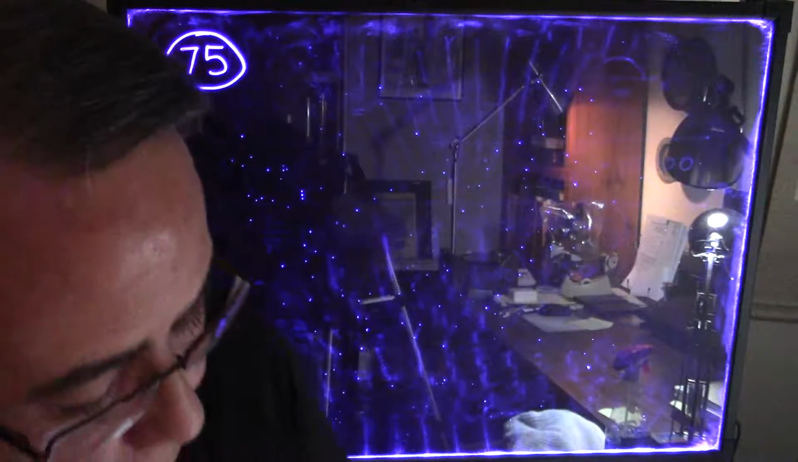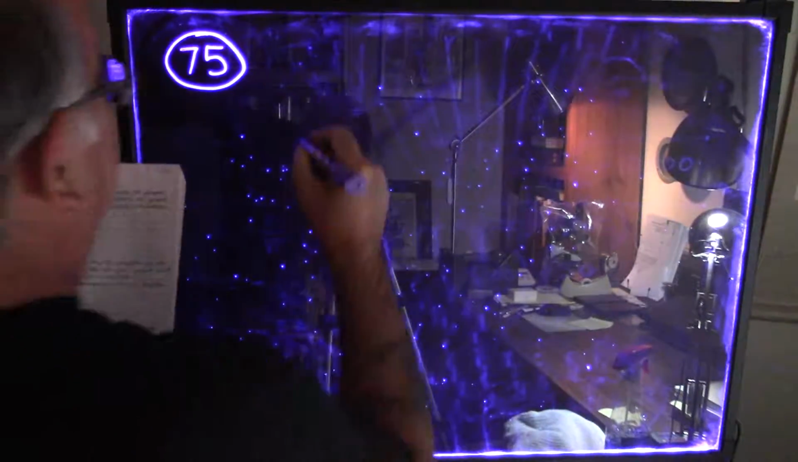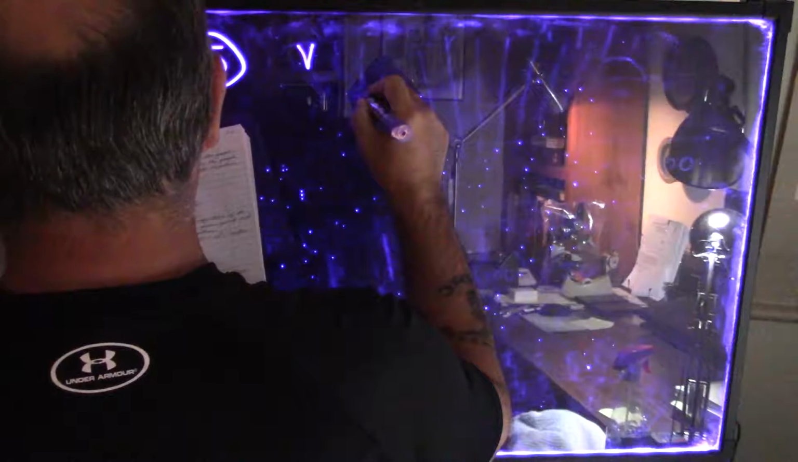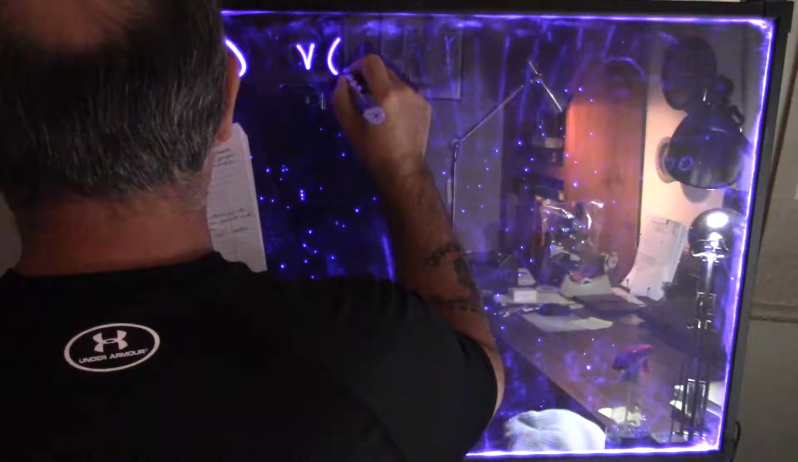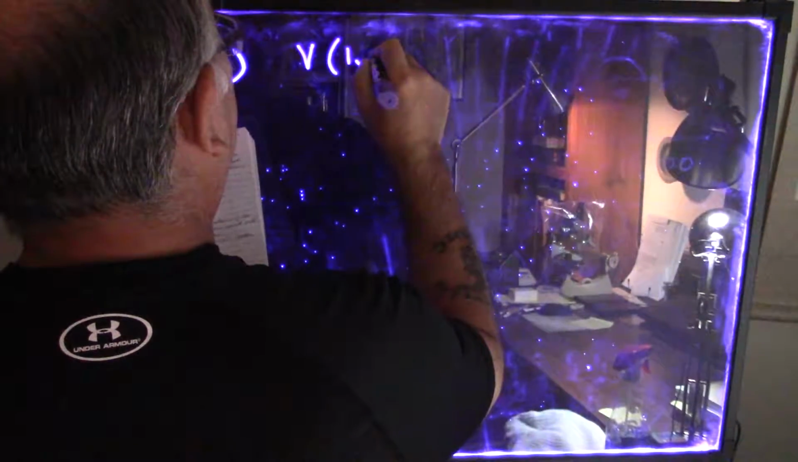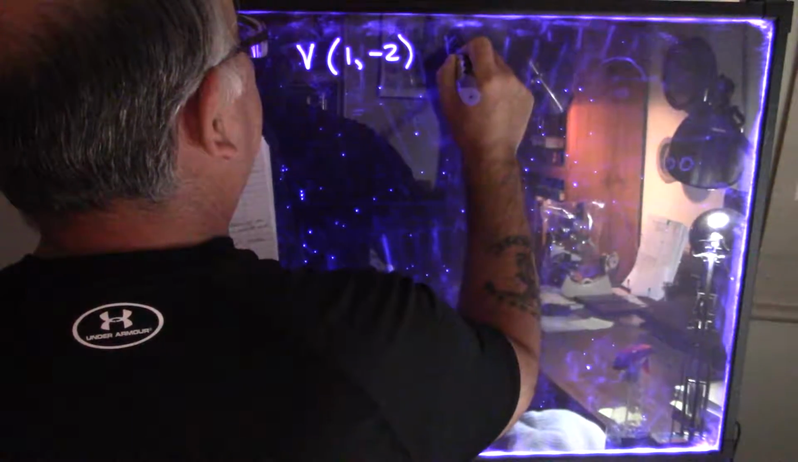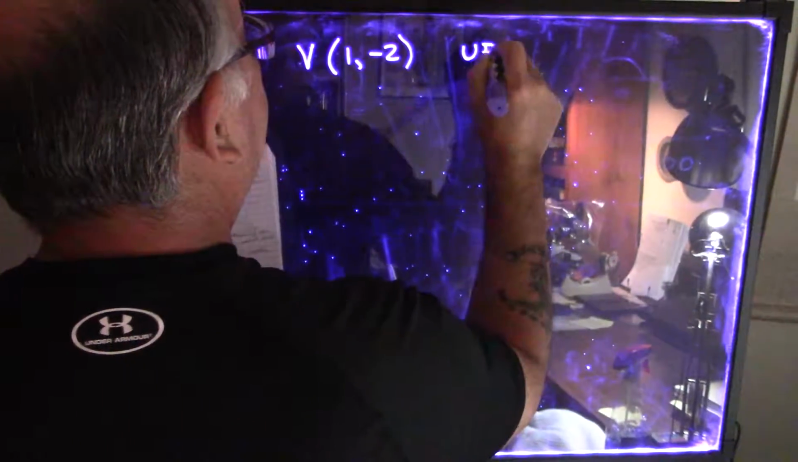It's the range that'll vary depending on the parabola. So if the parabola opens upward, the vertex is the lower end of the range. If the parabola opens downward, the vertex gives you the upper end of the range. Okay, so for 75 we have vertex, call it V, (1, -2), and it opens up.